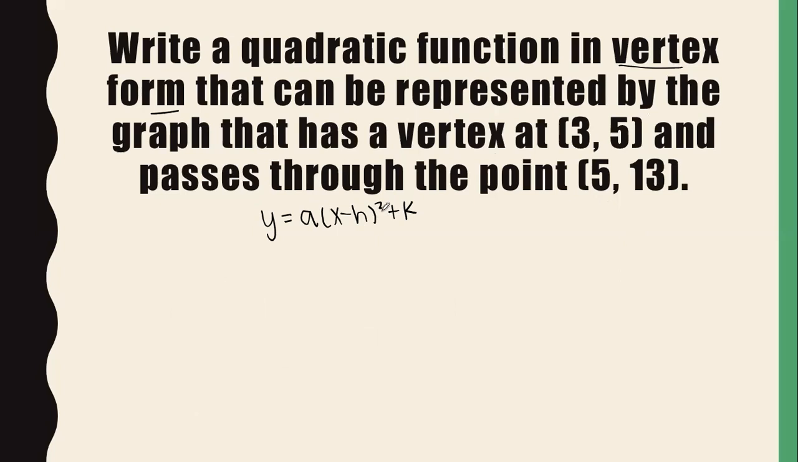That can be represented by the graph that has a vertex at (3, 5). Vertex, I know vertex is the h and k. So 3 would represent my h, 5 would represent my k. The graph has a vertex, so vertex is my h and k values in the vertex form equation. So I know that 3 represents the h and 5 represents the k.